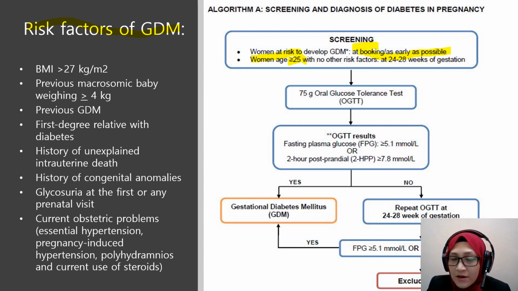Okay, or if she has a FBG of less than 5.1 and 2-hour postprandial less than 7.8, they need to repeat the OGTT test again during 24 to 28 weeks. So if it's no, then she's cleared of GDM. But if it's yes, then she can be diagnosed as GDM again.